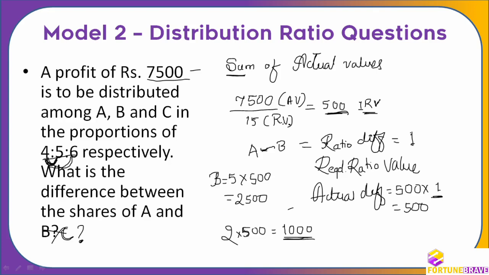2500 should be the answer in this case. Okay. If they ask C, what you will do? 500 into 6, which is 3000, and so on. What is important? 1 RV. Okay. 1 ratio value. Now let us go to the next question.